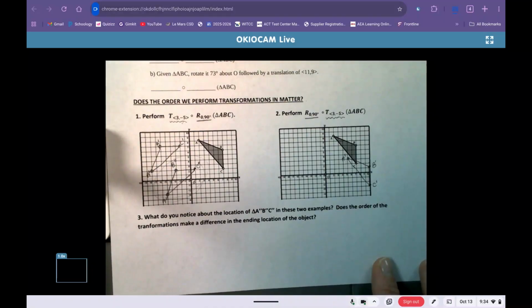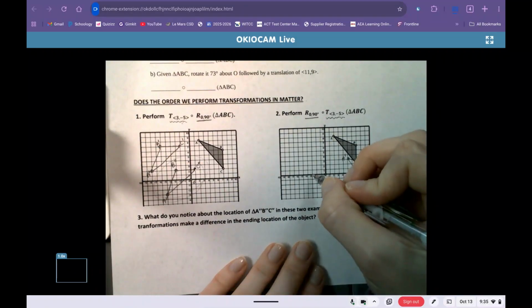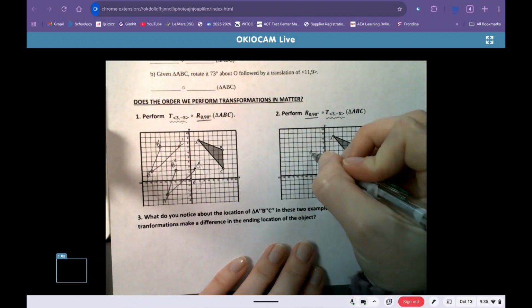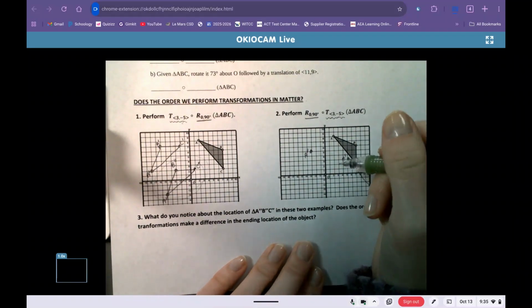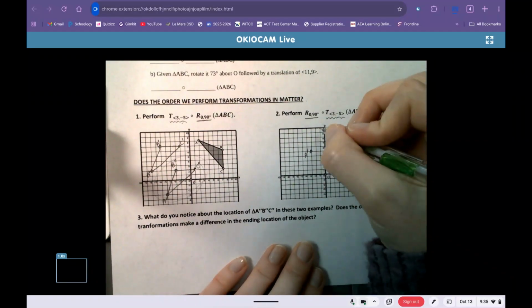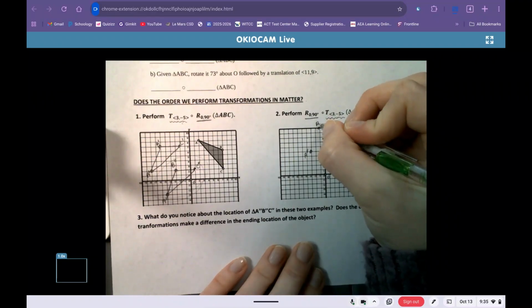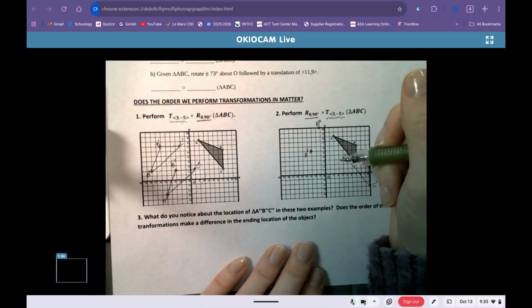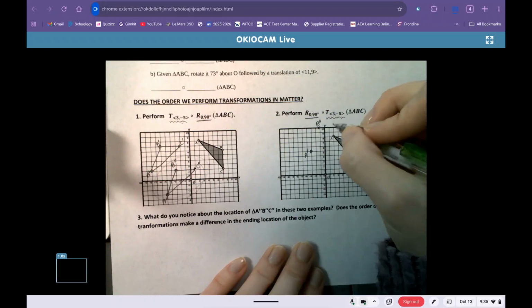So I have A double prime being at -3, 5. B double prime I have -1, 10. And C double prime I have 3, 10.